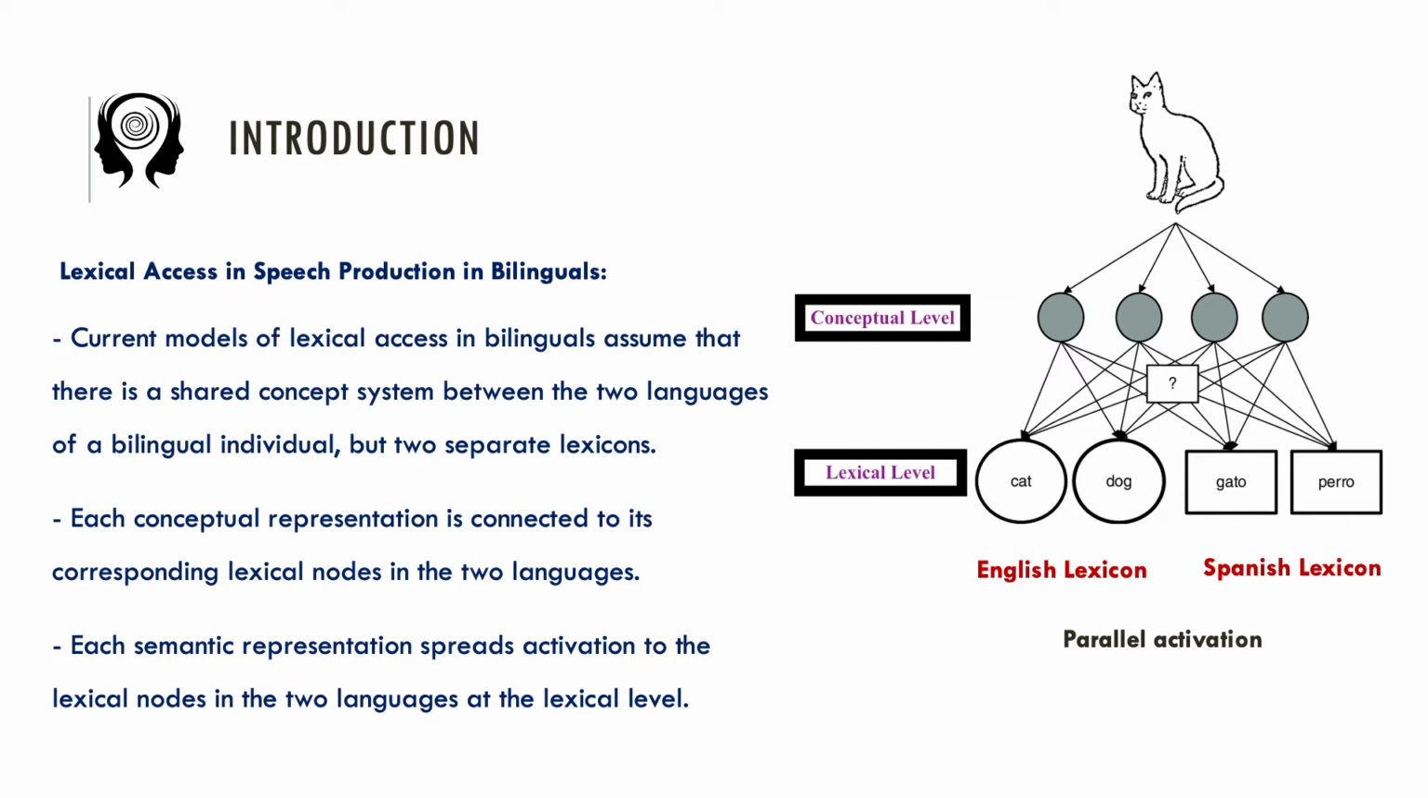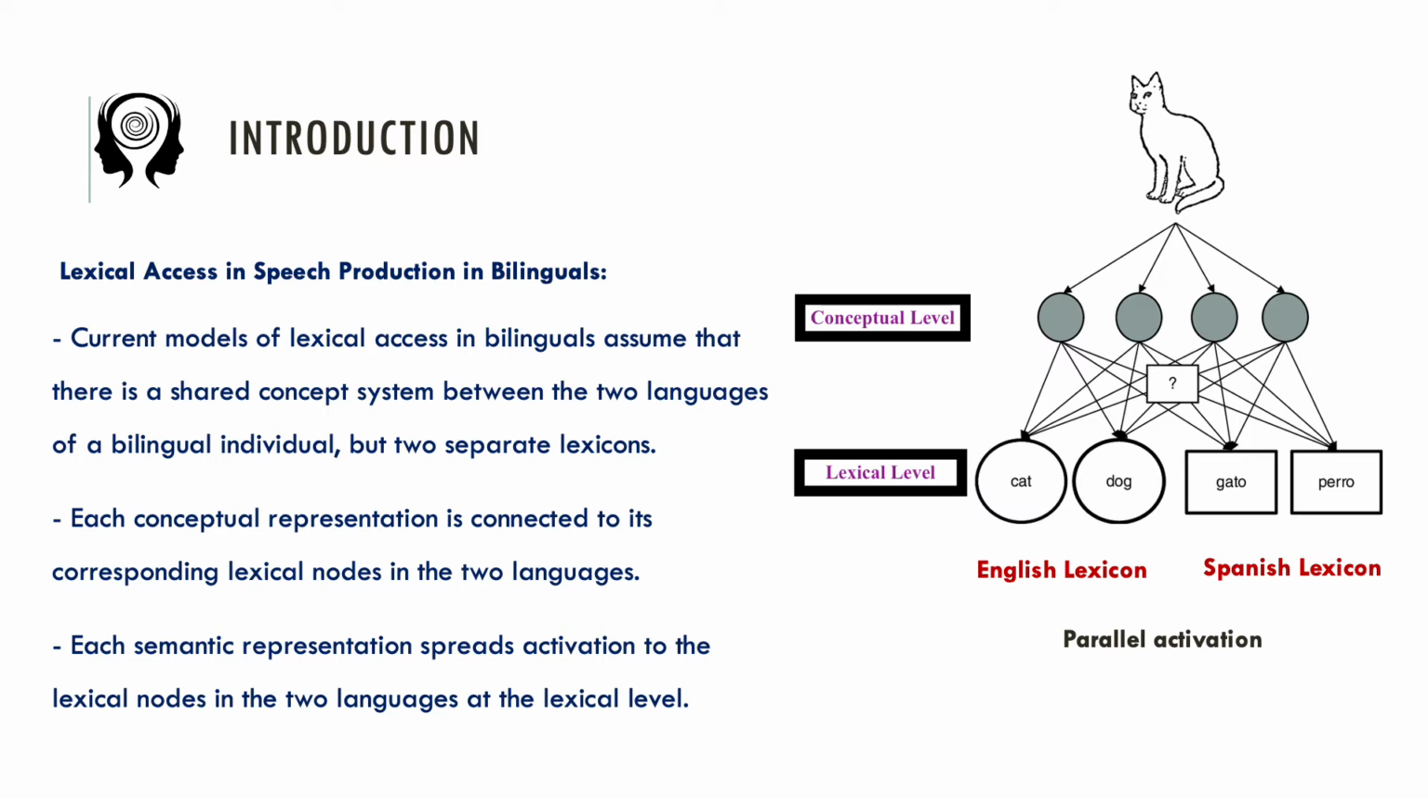And the most common finding in the literature is that the two lexical nodes in the two languages are active, and that the non-target lexical nodes in the non-target language may interfere or facilitate in the selection process of the target lexical node. So let's take a closer look at the stages and the processes involved in each stage. The current models of lexical access in bilinguals assume that there is a shared concept system between the two languages of a bilingual individual, but they have two separate lexicons.